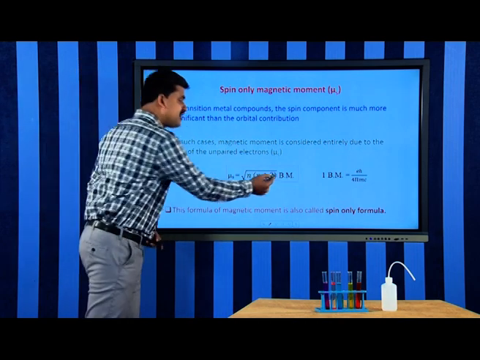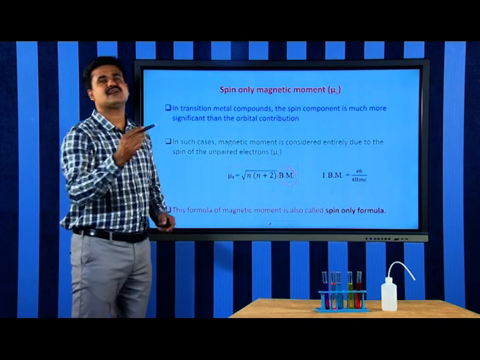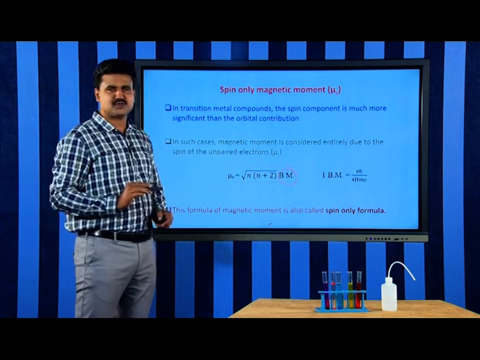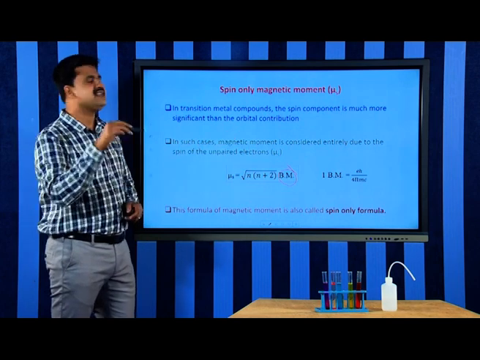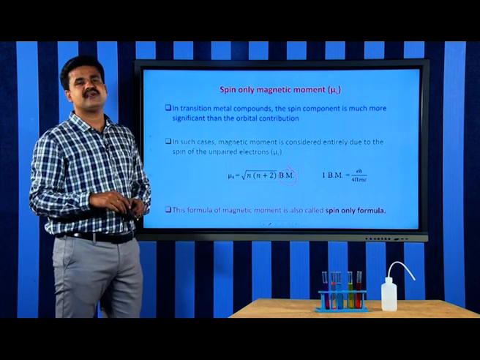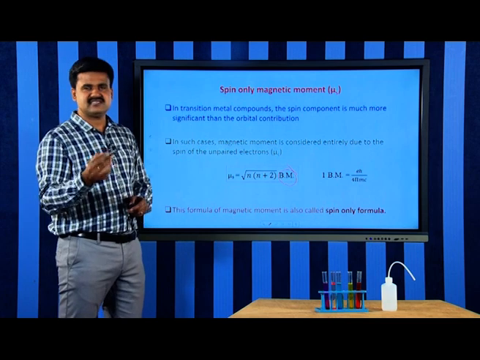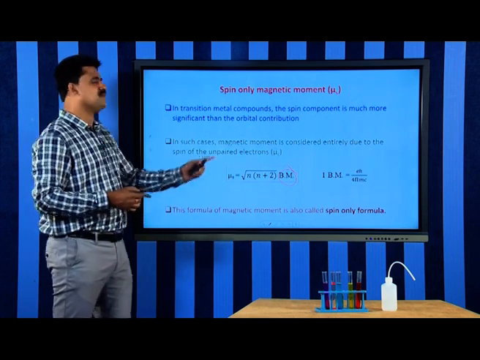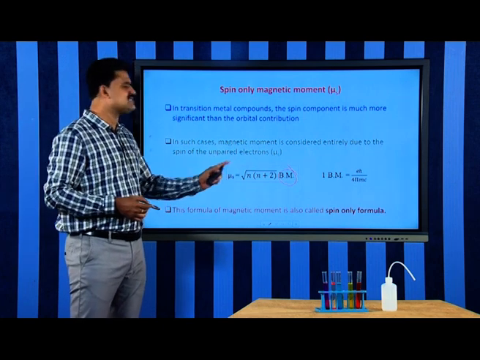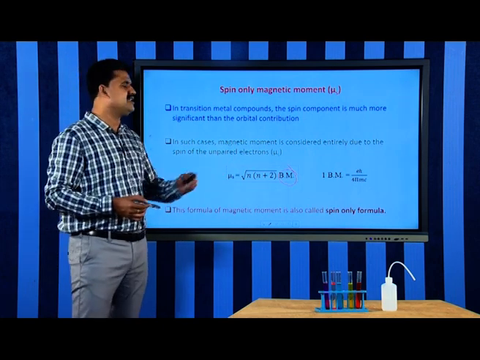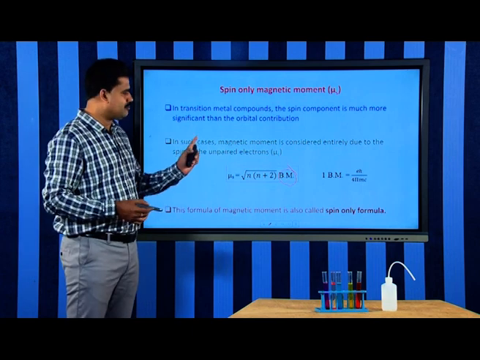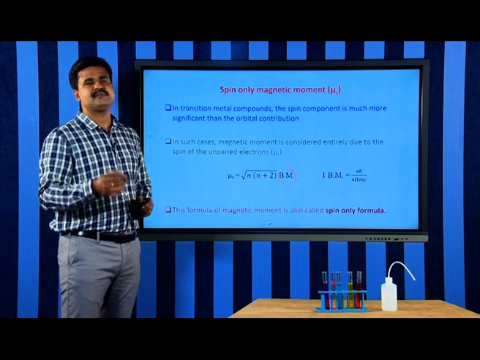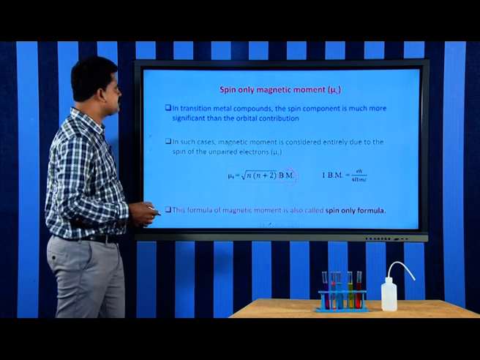The unit of the magnetic moment is BM. We call it the Bohr magneton, and one Bohr magneton is theoretically equal to eh divided by 4 pi mc, where e represents the charge and h represents Planck's constant. Yes, this formula mu s equals square root of n into n plus 2 Bohr magneton represents the spin only magnetic moment associated with the transition elements.